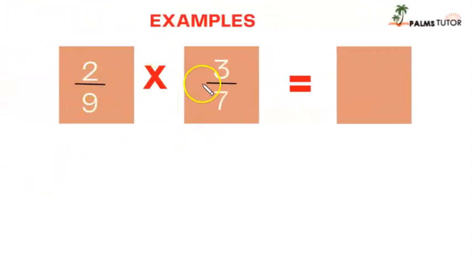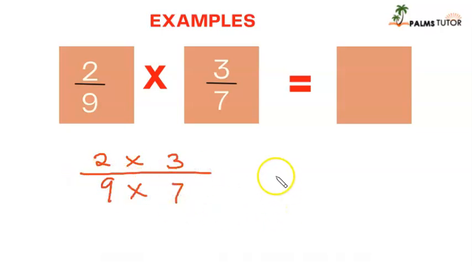So we have 2 over 9 times 3 over 7. I will write out all my numerators: 2 times 3 over 9 times 7. It limits your chances of making errors. Limits your chances of making errors.